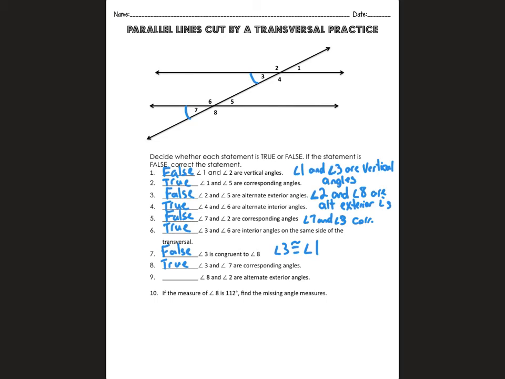And finally, or almost finally, angle 8 and angle 2 are alternate exterior angles. So angle 8 and angle 2. That is also true. They alternate, they're on different sides of the transversal, and they are outside the parallel lines.